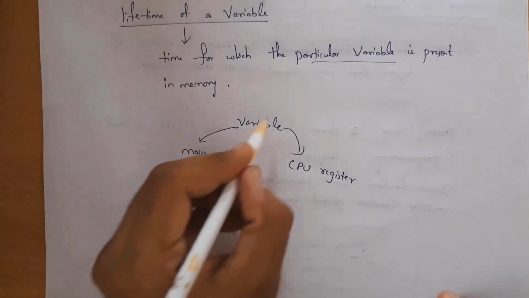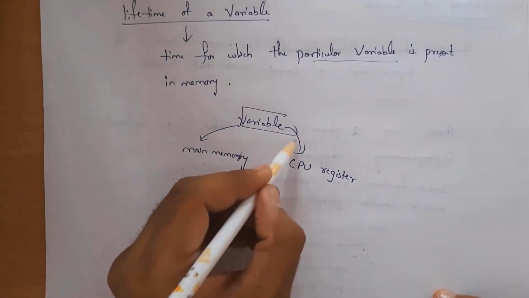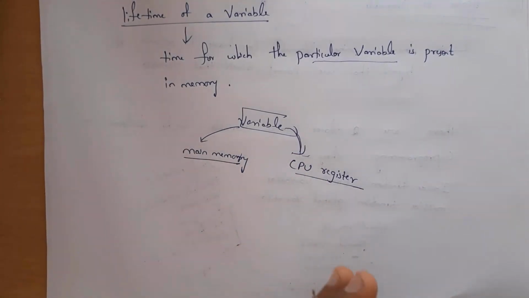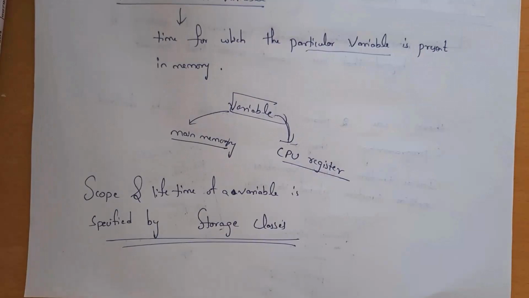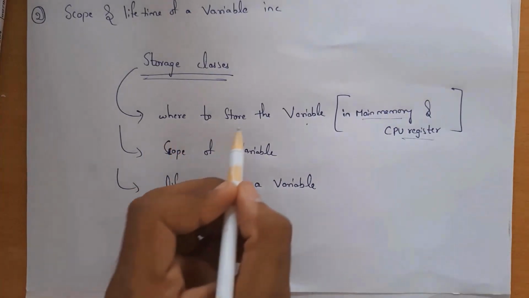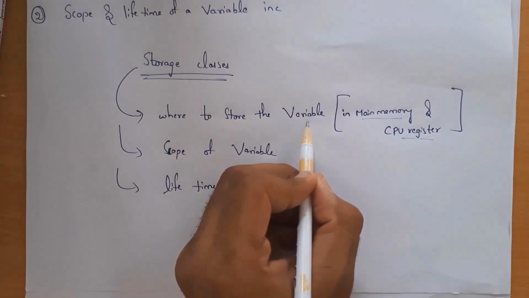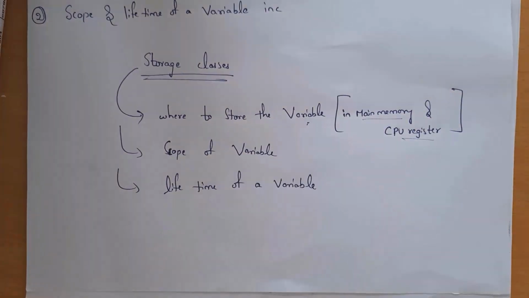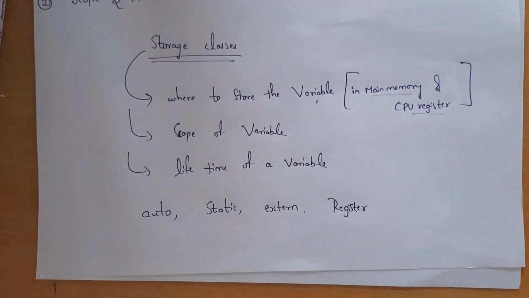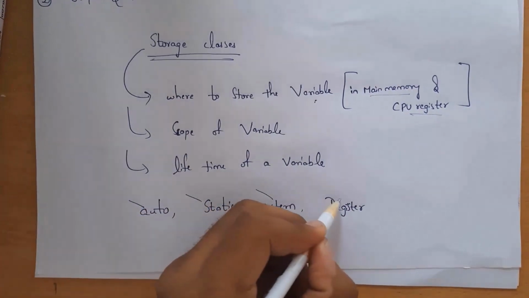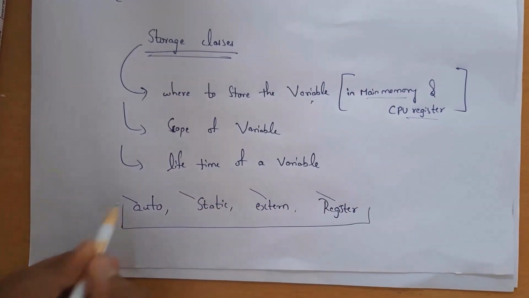We can store a variable either in main memory or in a CPU register. These are the two storage locations in order to store a particular variable. Scope and lifetime of a variable are specified by storage classes. Storage classes are used to specify where to store the variable, that is, either we need to store the variable in main memory or in a CPU register, and storage classes are used to specify the scope and lifetime of a variable. Storage classes are classified into four types. One is auto, next is static, next is extern, and last is register. These are the four storage classes that we need to use.